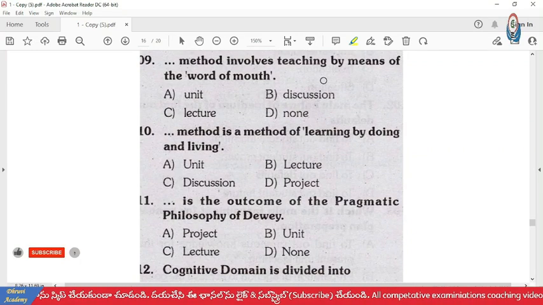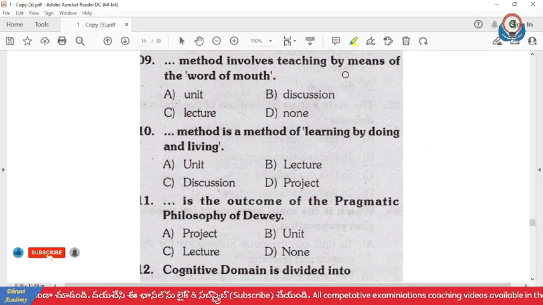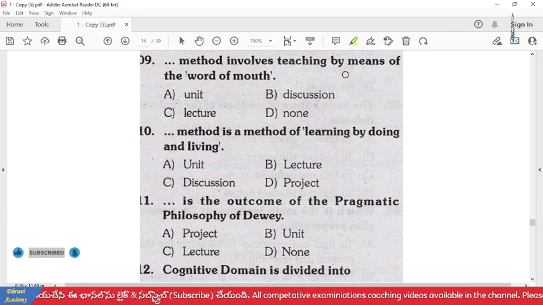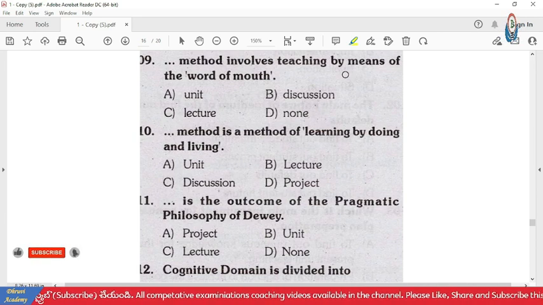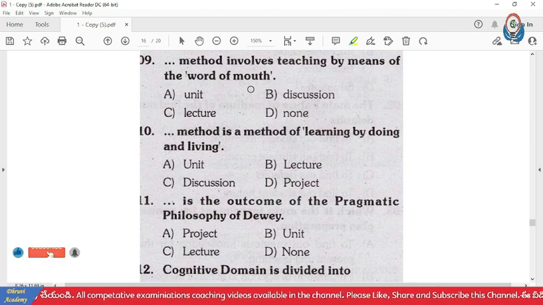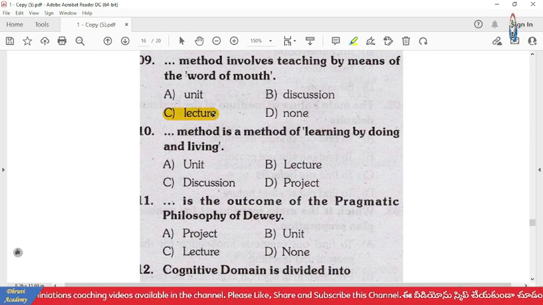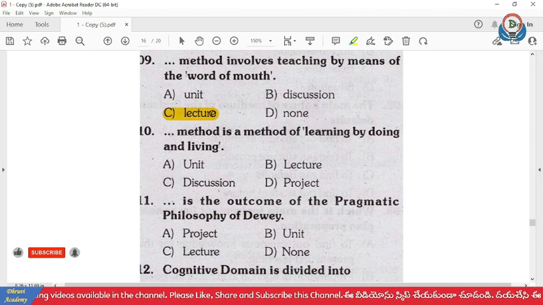Dash method involves teaching by means of word of mouth. A. Unit, B. discussion, C. lecture, D. none. The answer is the lecture method involves teaching by means of word of mouth. This is the right answer.